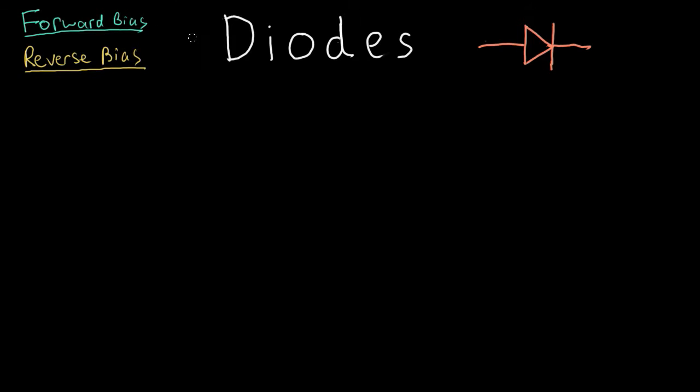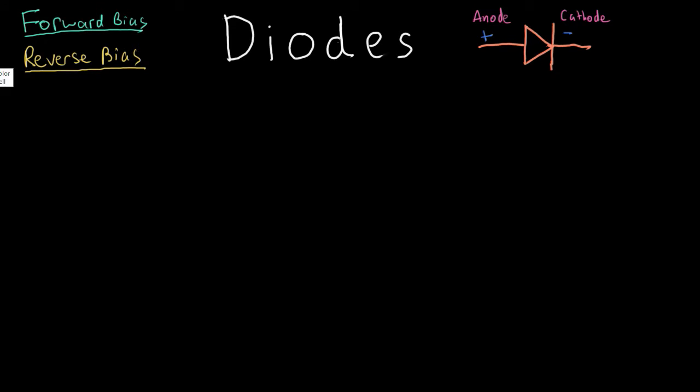Now a diode consists of two sides. We have the anode side and we have the cathode side. Now the anode side is positive and the cathode side is negative. Now this comes into play when we put the diode in a circuit.